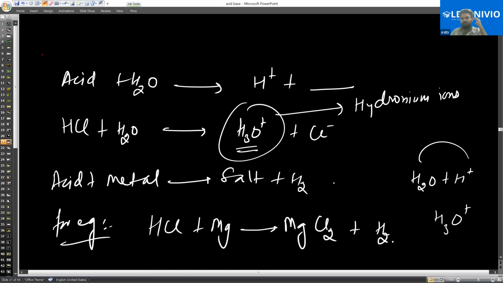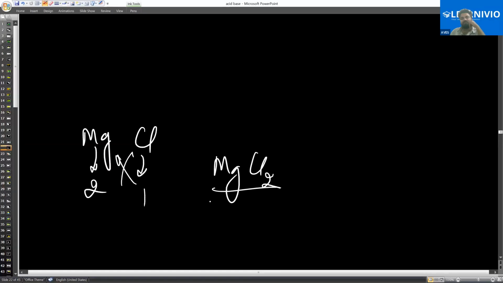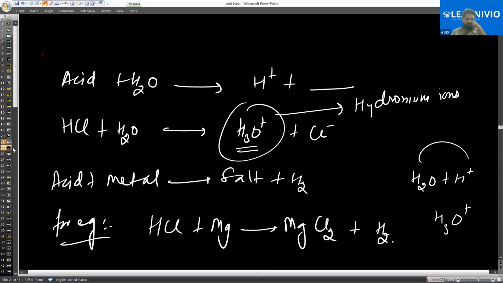Yes, sir. You got it? Why MgCl2? Why not MgCl? The reason behind it is very simple because you have magnesium valency 2 and chloride ion valency 1. You cross multiply, you will get MgCl2. So we write the formula according to their valencies, okay? समझ आया, Sarah? Okay, sir.